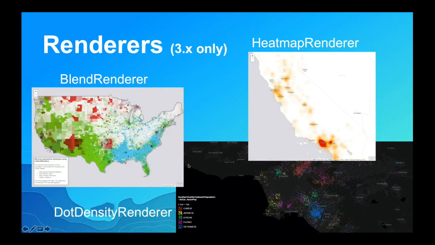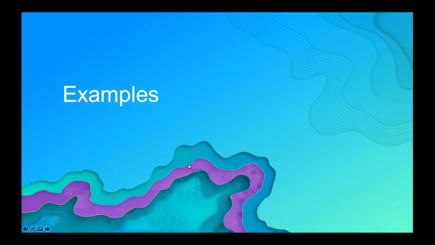I just wanted to point out before we dive into the examples that there are other renderer types in 3.x that you might be familiar with, such as heat maps and dot density. We've experimented with blend a bit. Heat map and dot density for sure will be coming in 4.x. We still need to look at use cases for the blend renderer ultimately. But know that those will be coming soon. Should be in 4.8. 4.8, okay, cool. All right, so let's go ahead and dive into some of these examples.